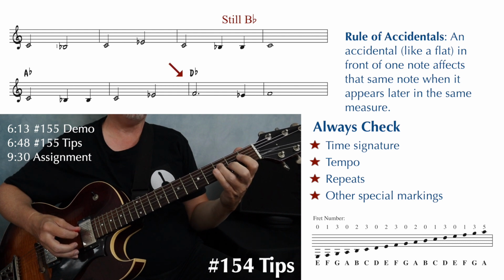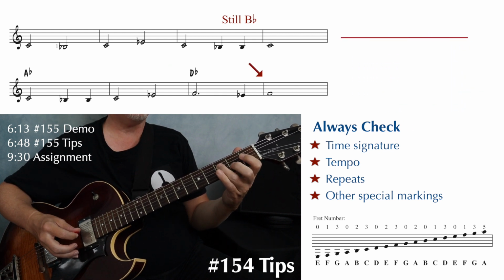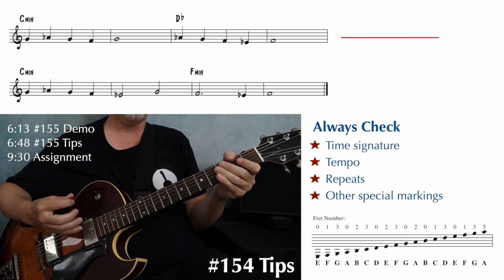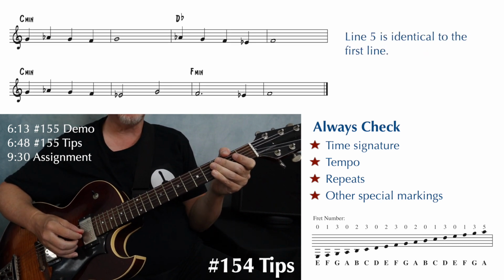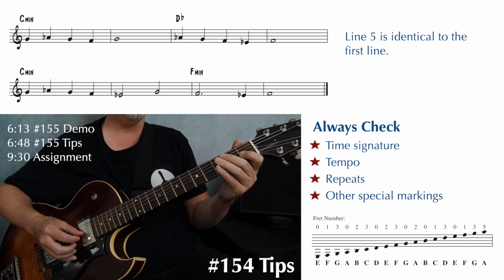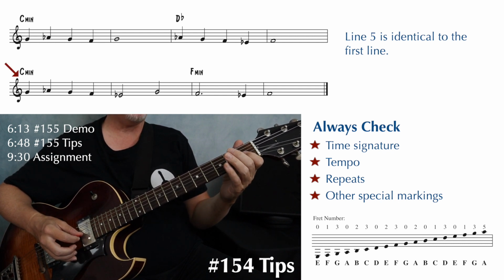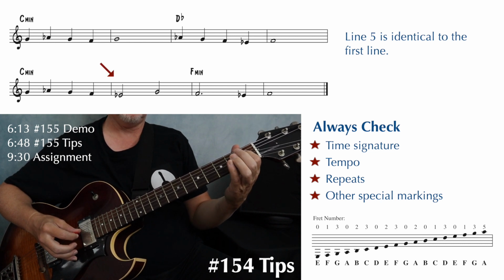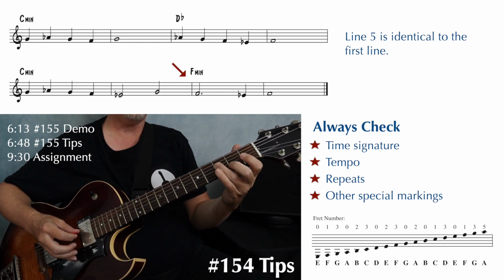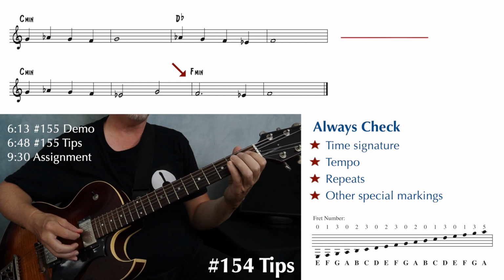F, 2, 3, E flat, F. Line 5 is identical to line 1, so we're going to skip that and go to the last line, line 6. We have G, A flat, G, F, E flat, G, F, 2, 3, E flat, F.